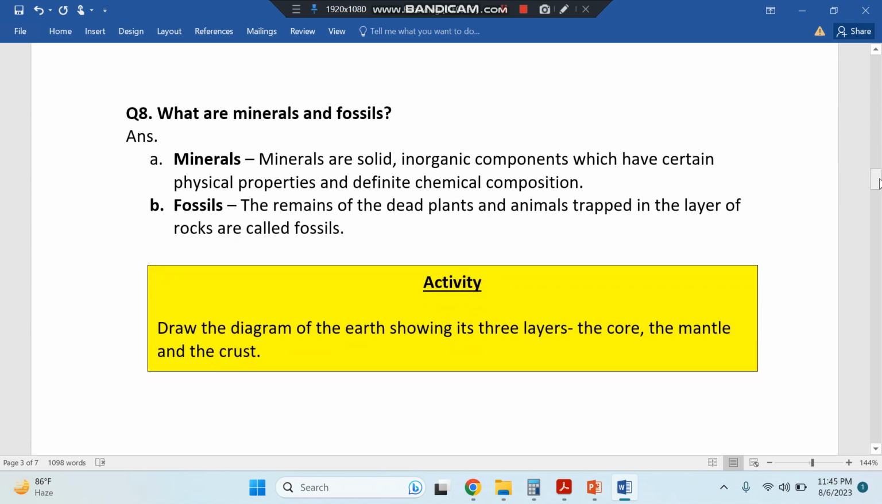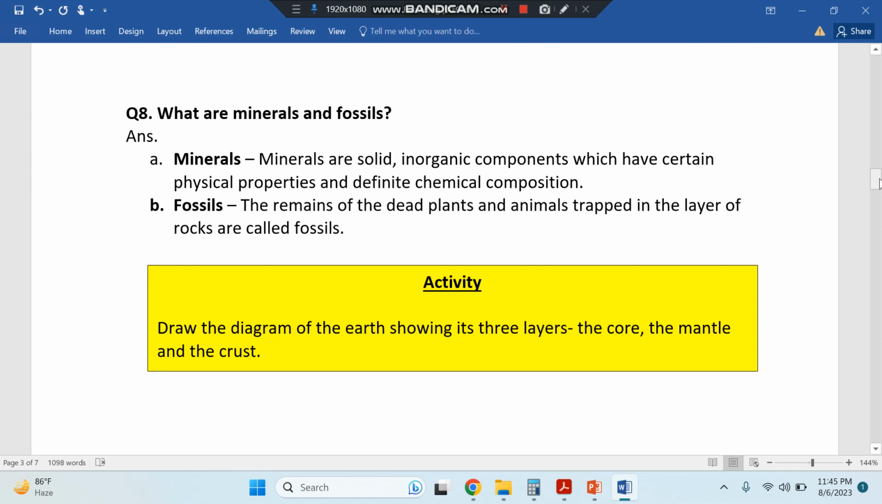Question 8. What are minerals and fossils? Minerals are solid inorganic components. They occur naturally and have their physical properties. Every mineral has its definite chemical composition. And fossils are the remains of dead plants and animals which are trapped in the layers of rocks. These are called fossils.